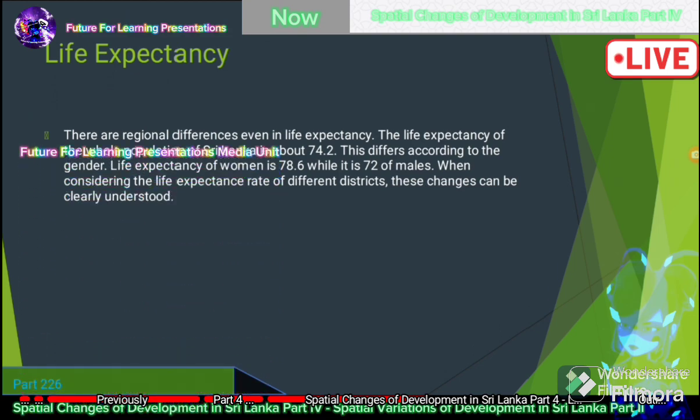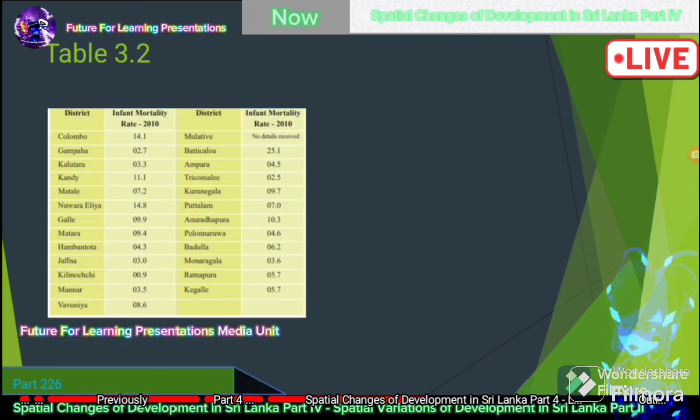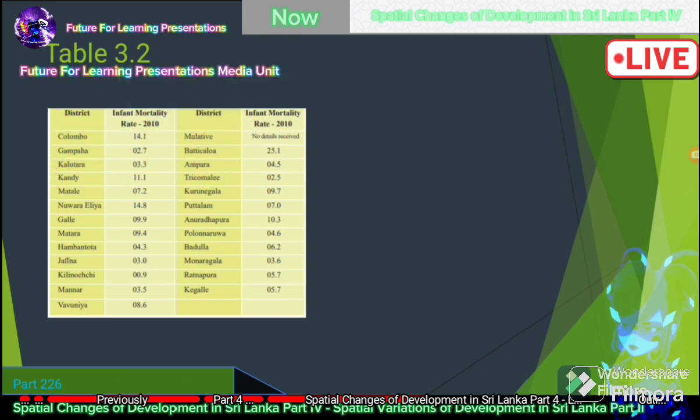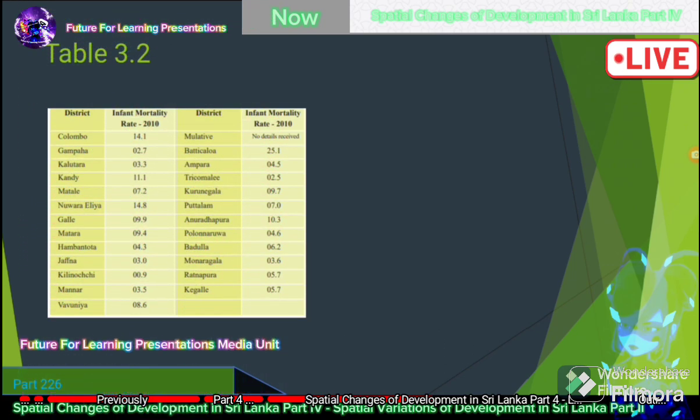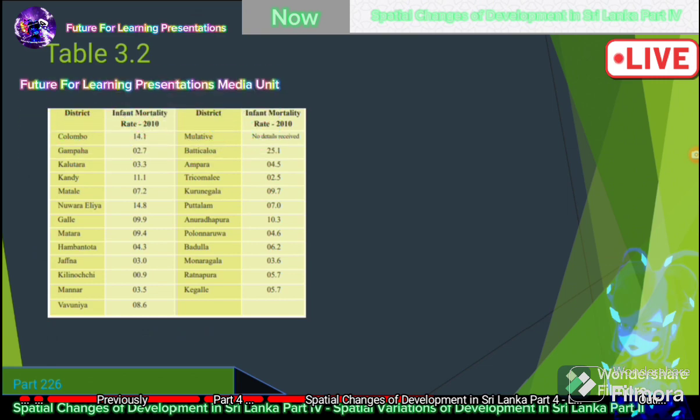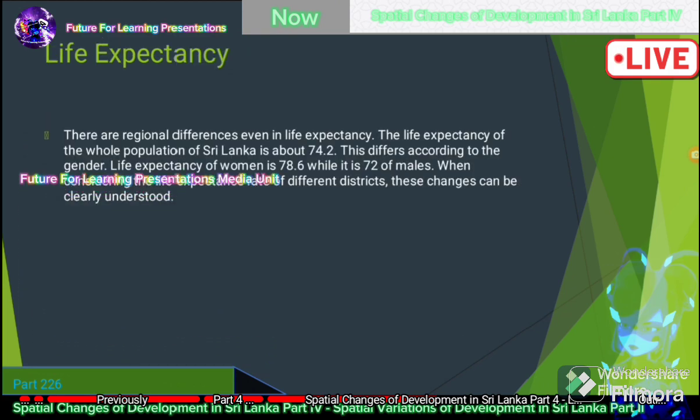So now you know the highest district of infant mortality rate in 2010 is Batticaloa, and the lowest is Kilinochchi with 0.9. Batticaloa has a 25.1 infant mortality rate.